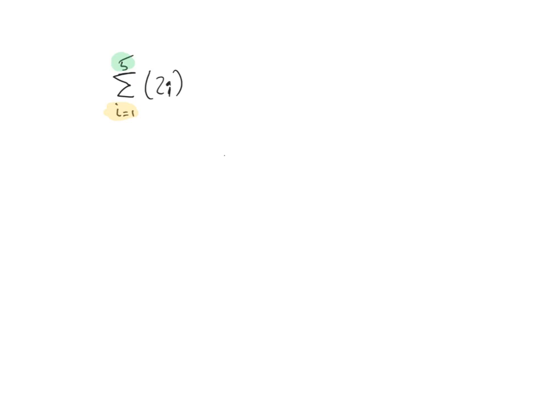And what you want to do is you want to take i equals 1 and substitute it into 2i and see what you get. So this is going to equal 2 times i, and we're starting at 1, so I'm going to put a 1 here. And then we keep going from 1 to 5. So then i is going to be 2, and then i is going to be 3, and then i is going to be 4, and then i is going to be 5. And we need to make sure that we add all of these together.